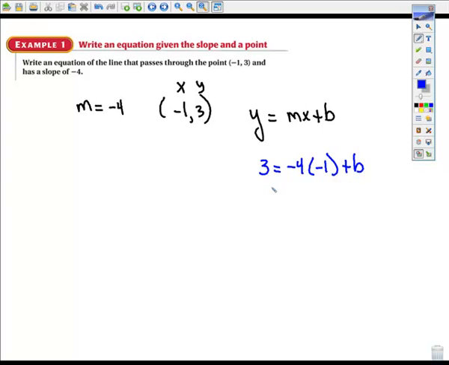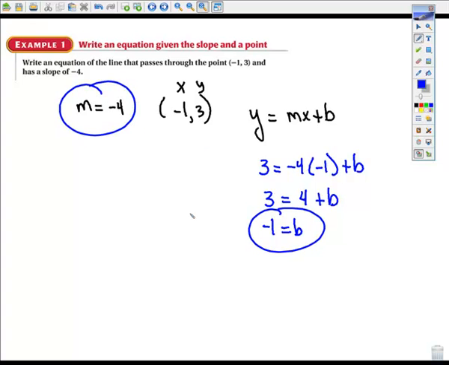Now I'm going to solve this. So I have 3 equals 4 plus b. Subtract the 4 and get a -1 for the y-intercept. Here's my slope, there's my y-intercept, so now I can write the equation of the line. Y equals -4x minus 1. And I'm done.